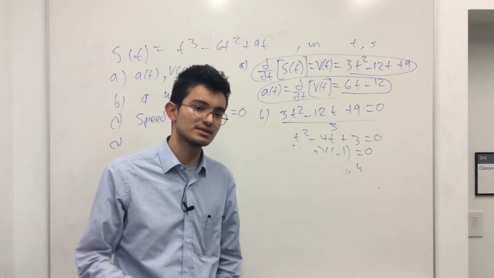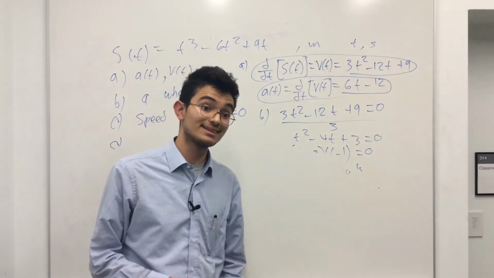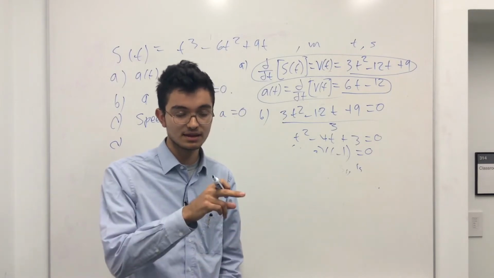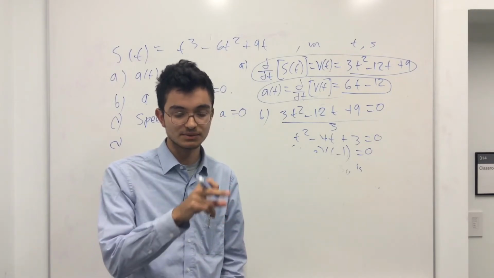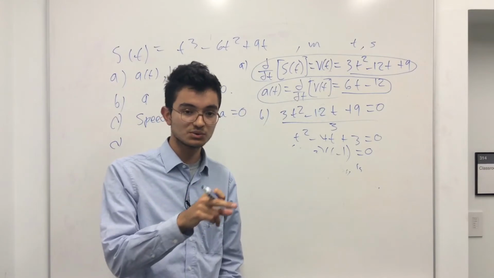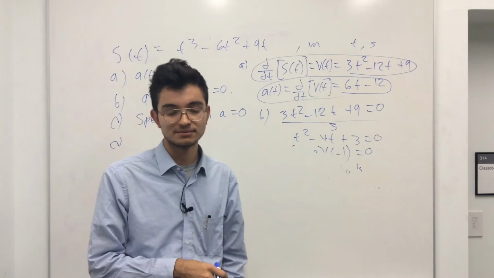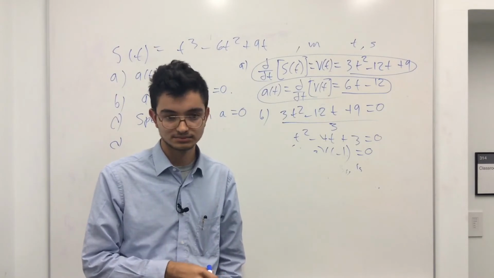No, because position is different. If you find distance, then yeah, you have to use the absolute value, and you have to find all the distances from the minimum to the zeros, and you have to add up all the distances. You can't forget about the minima and maxima.